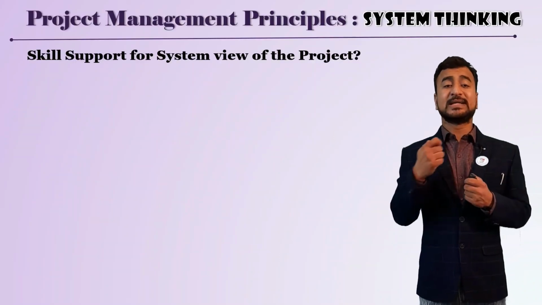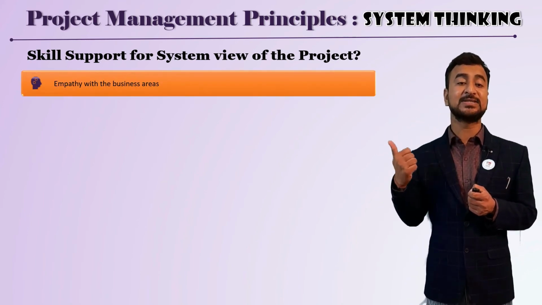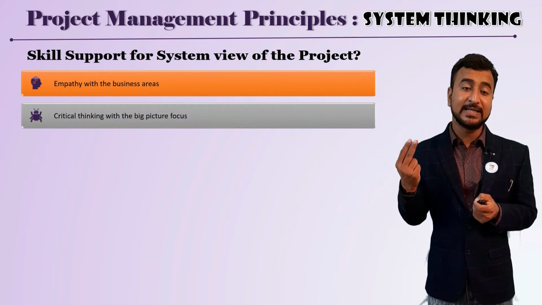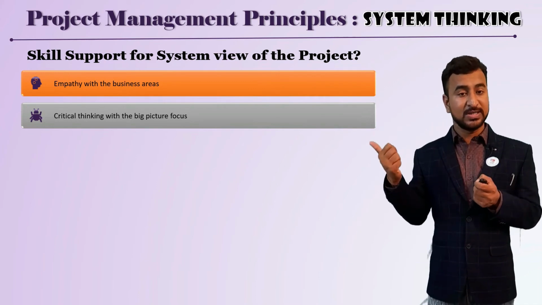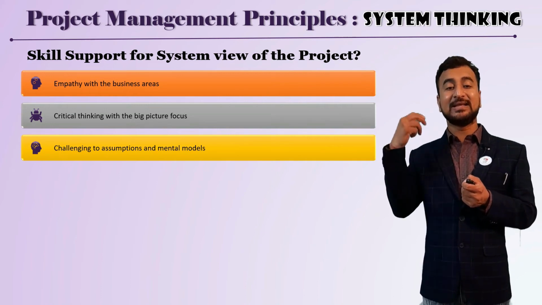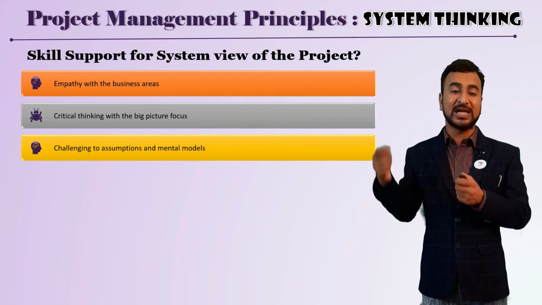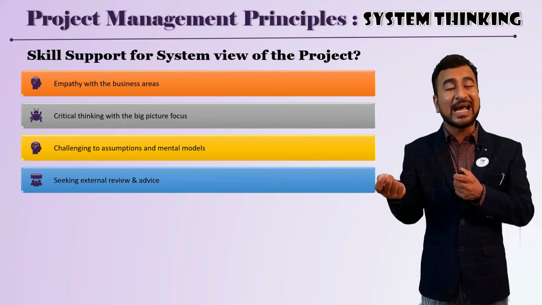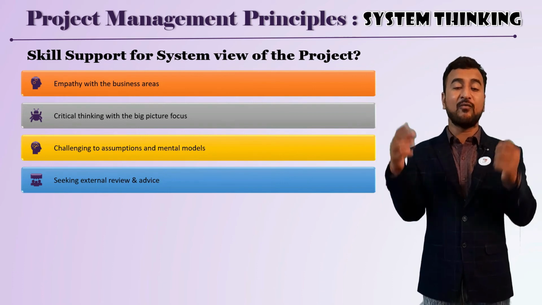Skills that support system thinking, the system view of the project. That is first, empathy with the business areas. The second thing is that you have critical thinking with a bigger picture focus on your own. Then you have to challenge the assumptions and the mental models. Sometimes we have a prejudiced mindset. So you have to challenge that, adopting that principle, and see what the internal and external critics say and what their review is on that.